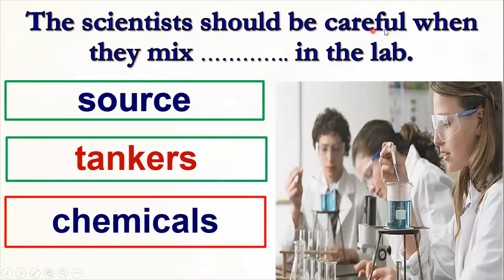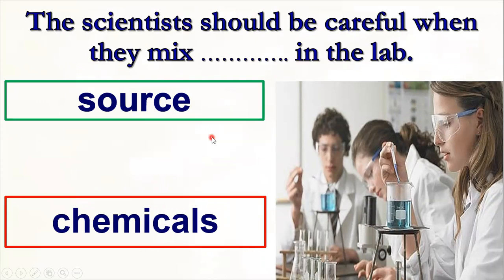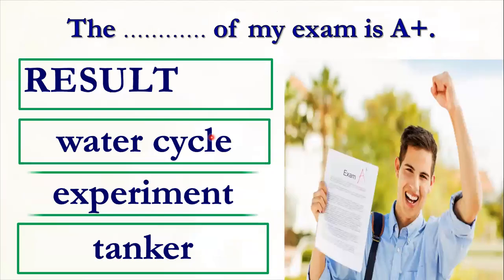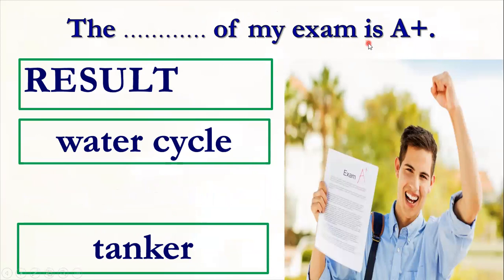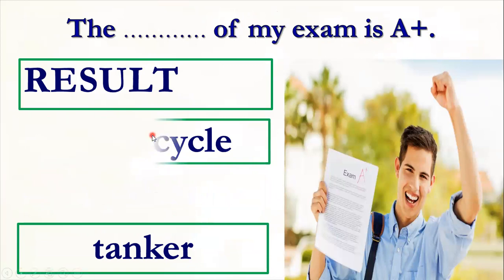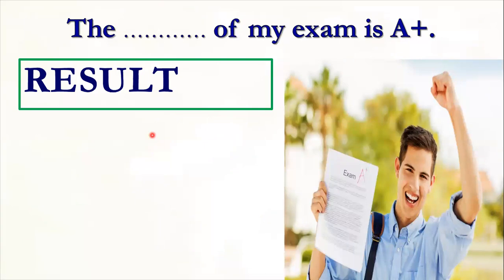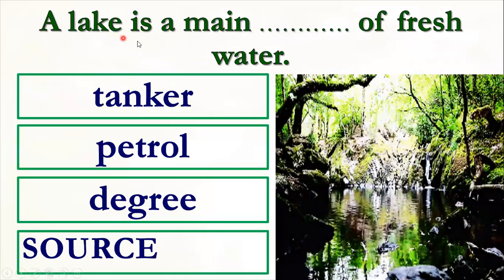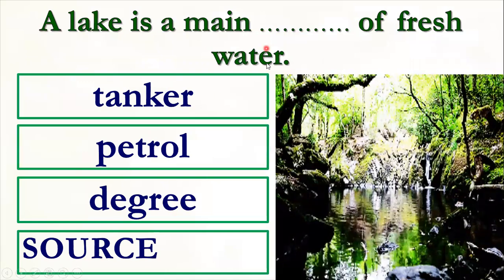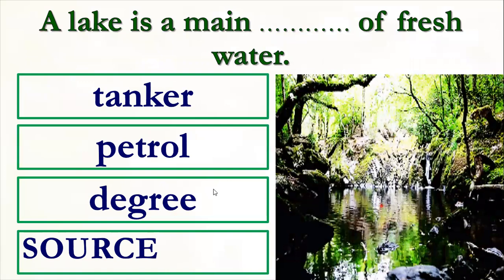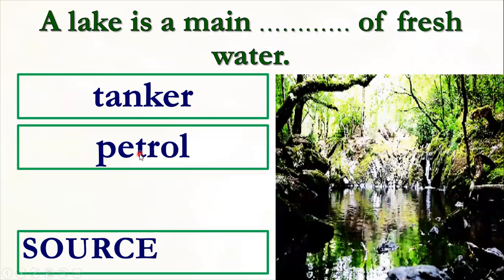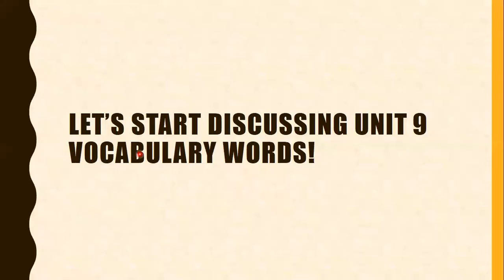Scientists should be careful when they mix what in the lab? Source, tankers, chemicals. It's chemicals. The space of my exam is A plus. Of course, it's the result. A lake is a main space of fresh water, tanker, petrol, degree, or source. Of course, a lake or any lake is a main source of clean water.